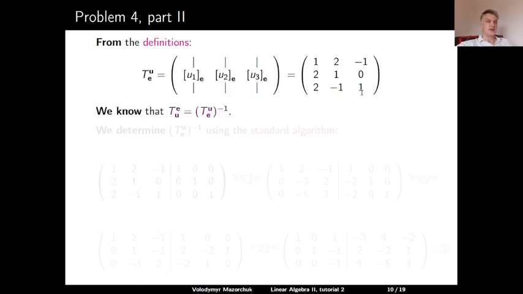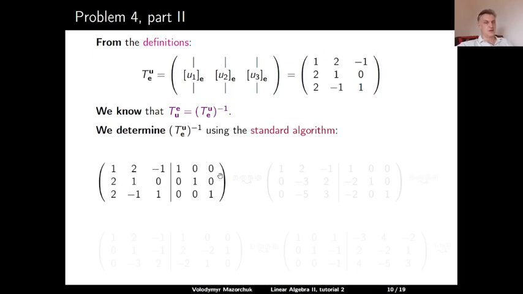We also know that the transformation matrix in the opposite direction is just the inverse of this transformation matrix. So to determine the transformation matrix from U to the standard basis, we simply compute the inverse of this matrix using the standard algorithm. We write our matrix, vertical line, and then the identity matrix. And now we reduce this big matrix to a row echelon form using Gauss elimination.